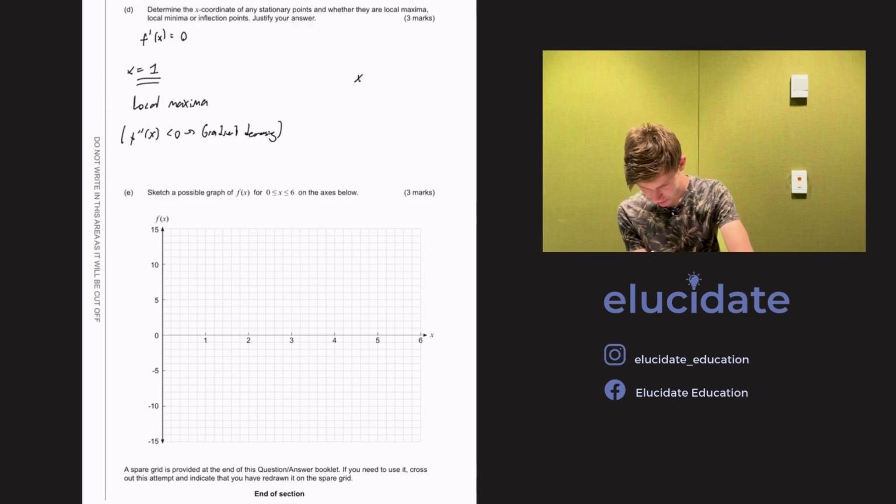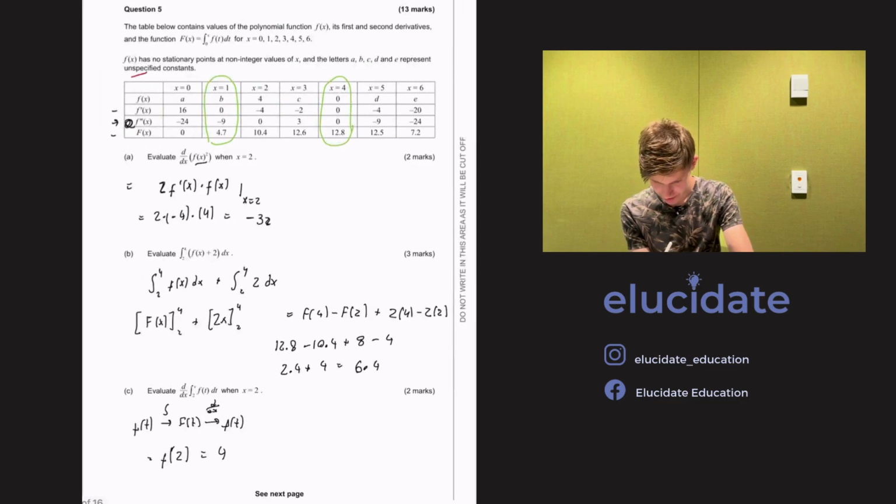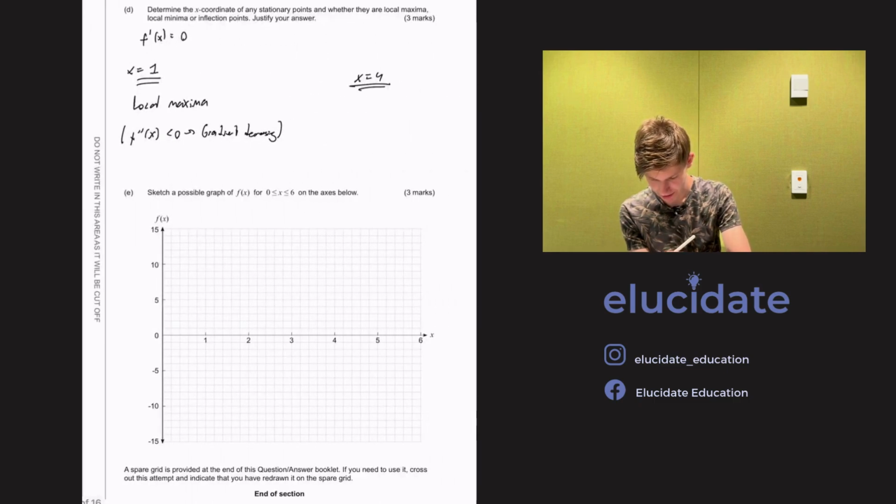Now our second one at x equals 4, we have that the second derivative is equal to 0, so we must say that that is an inflection point. F double prime of x is equal to 0.